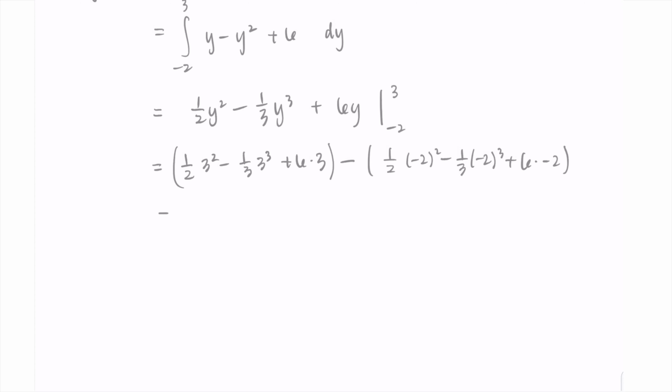Okay, let's keep going. We just got to simplify. So 3 squared is 9. That gives me 9/2. One of these 3's in the second part is going to cancel, so I'm just getting 9, or minus 9 rather. And then plus 18. So that's my first part. Then for the second part, -2 squared is 4. Divided by 2 is 2. Then I have minus 1/3 times -8. That's -2 cubed. And then I'll subtract off 12.